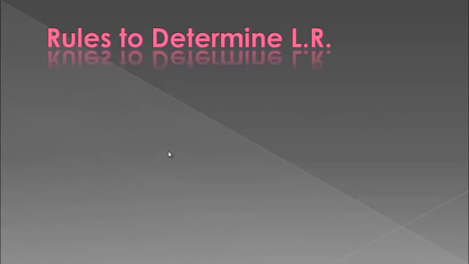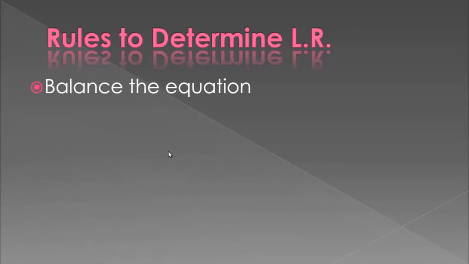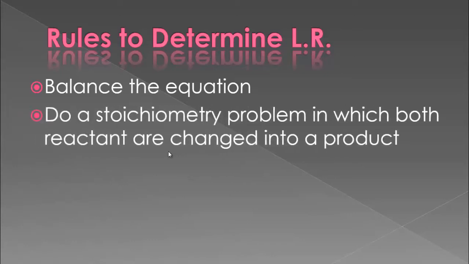So rules to determine your limiting reactant. Just because it's a different type of reaction, it's still a stoichiometry problem. So the first thing we need to do is balance the equation. Then you're going to go through and do your stoichiometry problem. In this case, you're going to take both of those given numbers and you're going to change them into one of the products. Doesn't matter which one you choose, pick one. Whichever one's easier to work with.